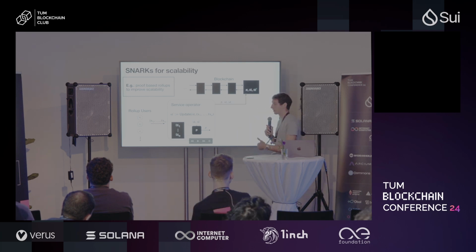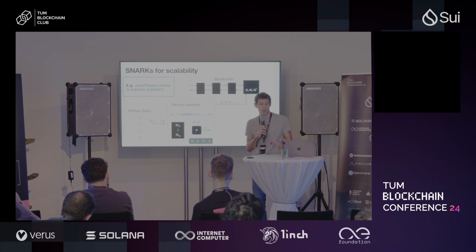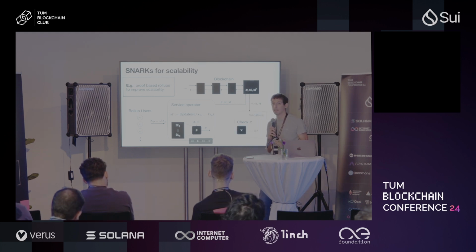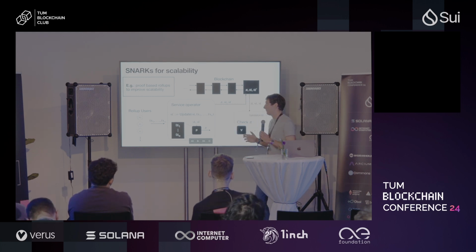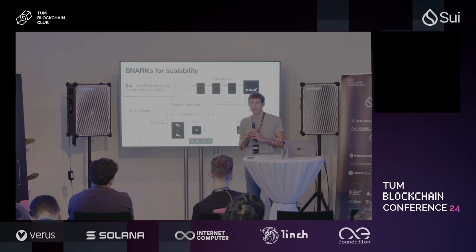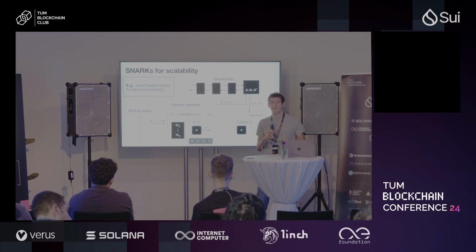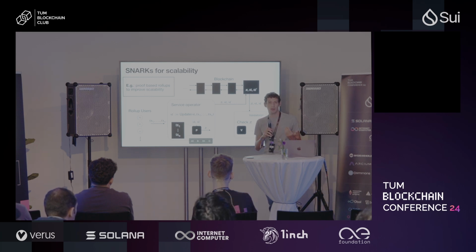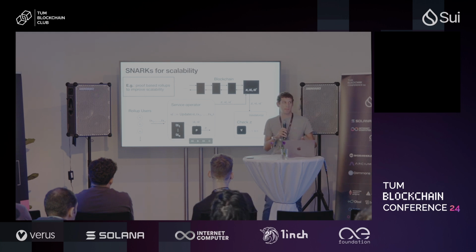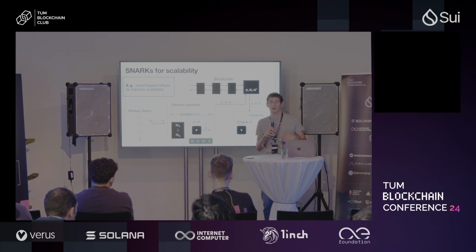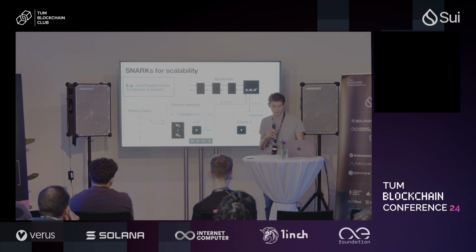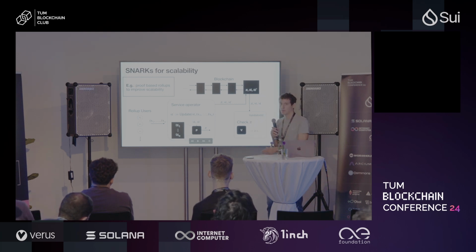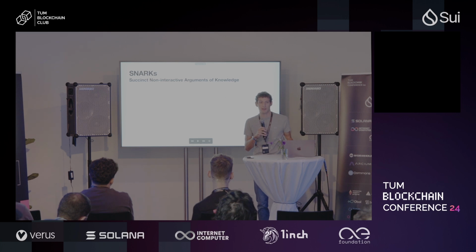This proof, which will be short and succinct, will then be posted on the blockchain, and validators only need to check this proof. And since SNARK stands for succinctness, this validation will be in fact much cheaper than actually executing the state update function. So this lightens the load on validators and allows you to put more things in each transaction, artificially scaling throughput. Okay, now that I've motivated why you should care about SNARKs, let's see what a SNARK is.